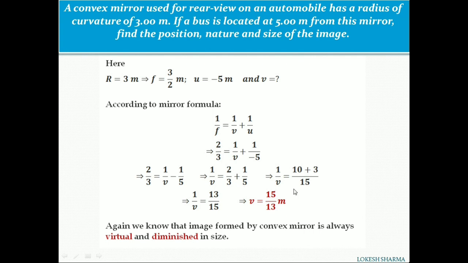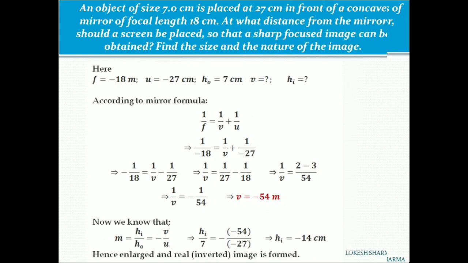The LCM of 3 and 5 is 15. So we get 1 upon V is equal to 10 plus 3 upon 15. This implies 1 upon V is equal to 13 upon 15. This implies V is equal to 15 upon 13 meter. And we all know that the image formed by convex mirror is always virtual and diminished. So the nature of the image is virtual and size is diminished.